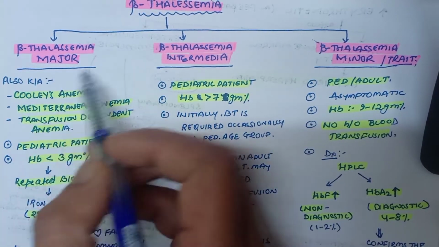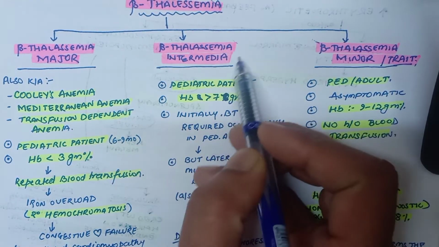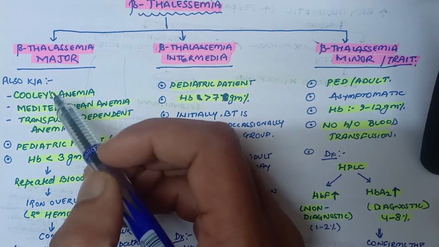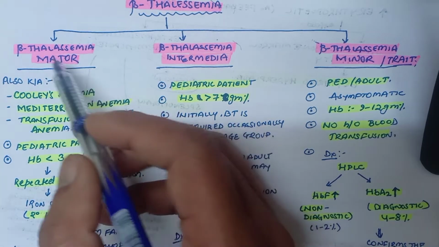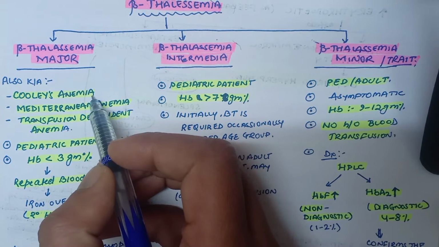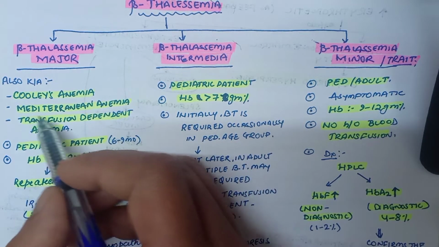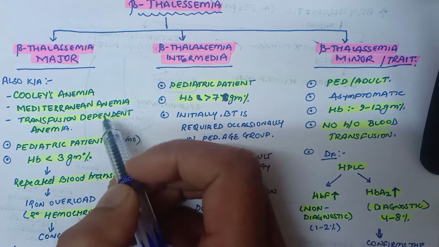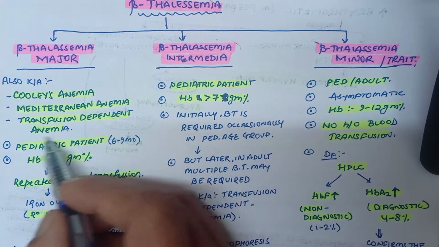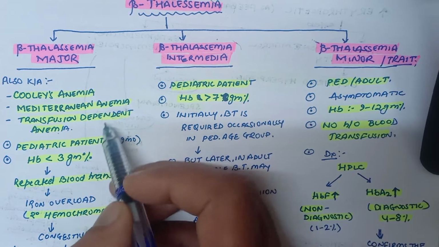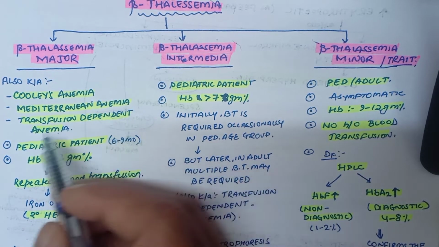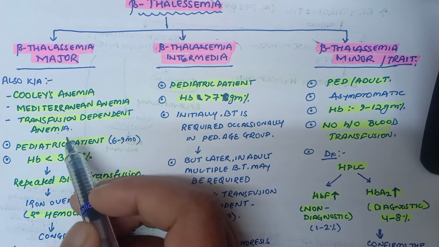Beta thalassemia major, beta thalassemia intermedia, and beta thalassemia minor or trait. Coming to beta thalassemia major, it is also known as Cooley's anemia, Mediterranean anemia, and transfusion dependent anemia. So these are alternative names.